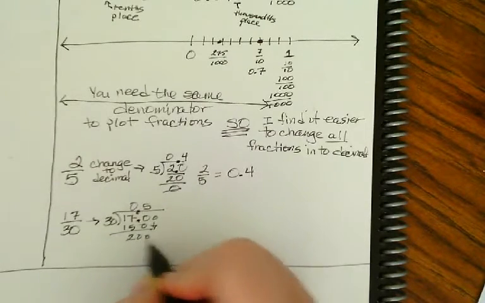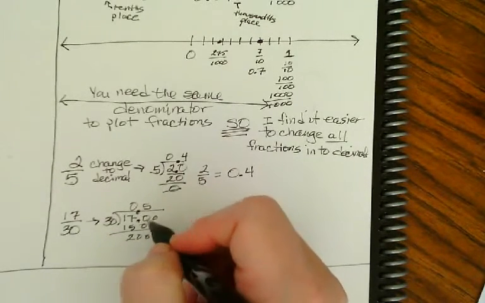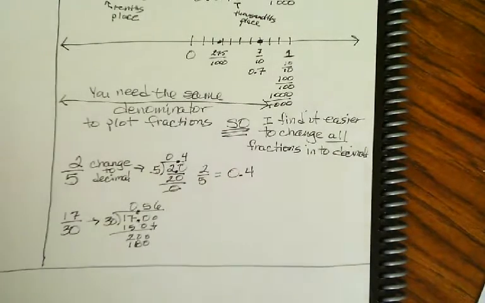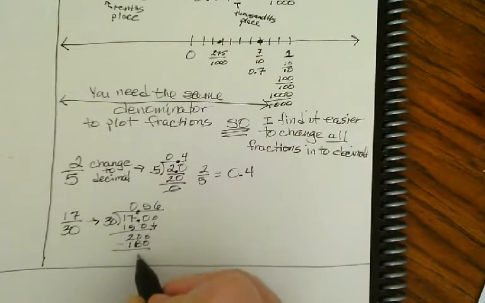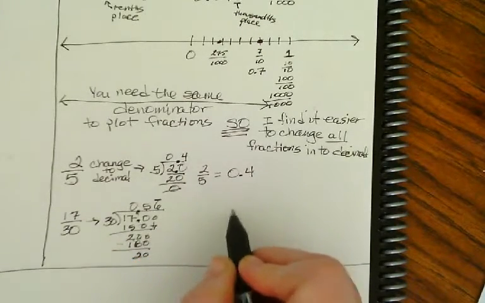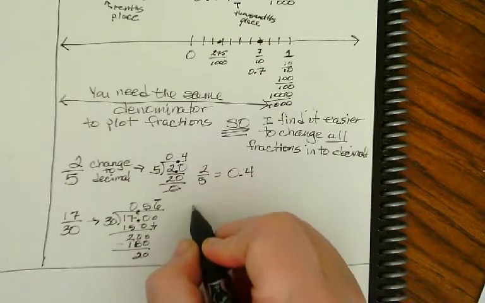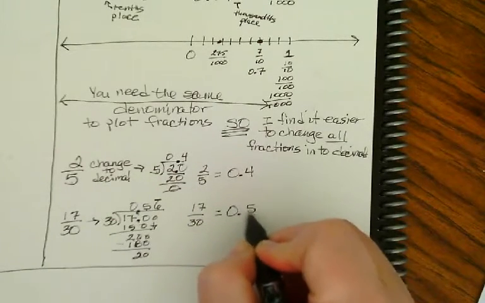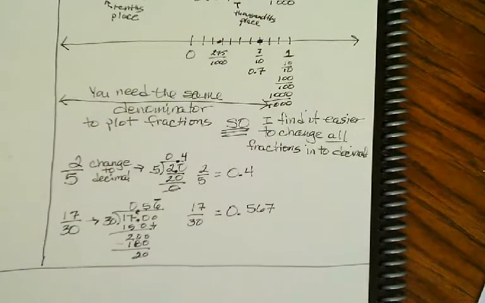Another 0. 30 goes into 200. Let's see, 8, 7, 6 times. That's 180. All right, that was them telling me to go outside. And this, I'm going to get 20 again. So this is where it repeats. 0.5666666. So I could round it and say 17/30 equals 567 1,000ths, because I rounded my 6 up since it's going to go forever.